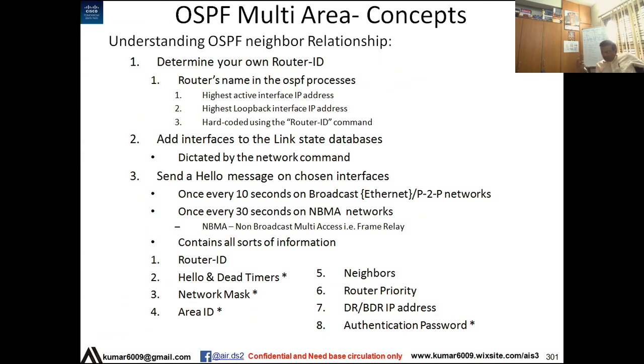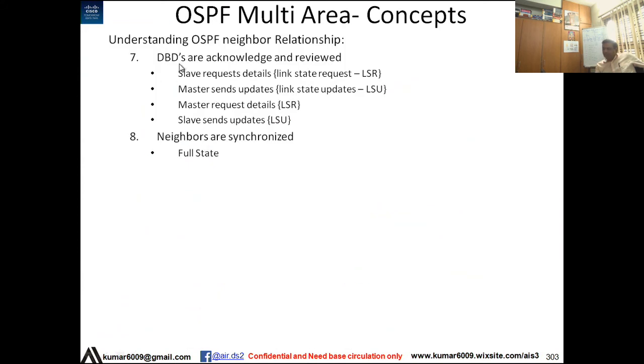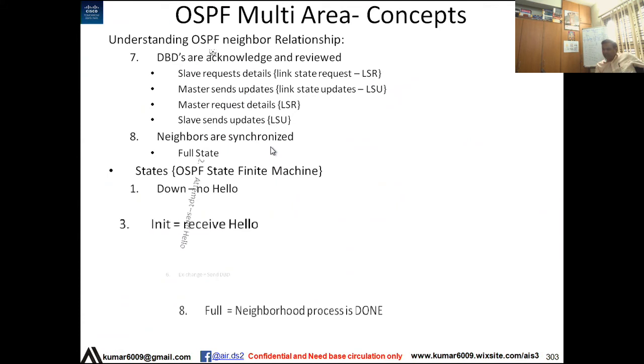Understand? Yes. Then the neighborship will form. See, it will check these 4 parameters. Then it sends hello. Then the master-slave relationship will happen. That is the 6th stage. In the 7th stage, what happens? LSR and LSU are sent. Finally, you get the neighborship synchronized. That's it. This is the 8th stage.